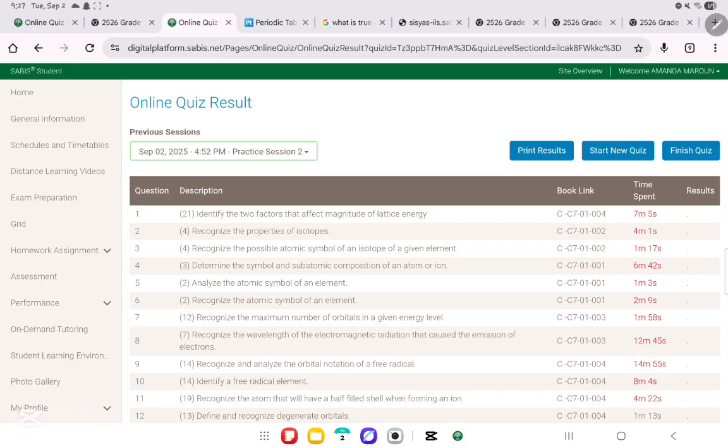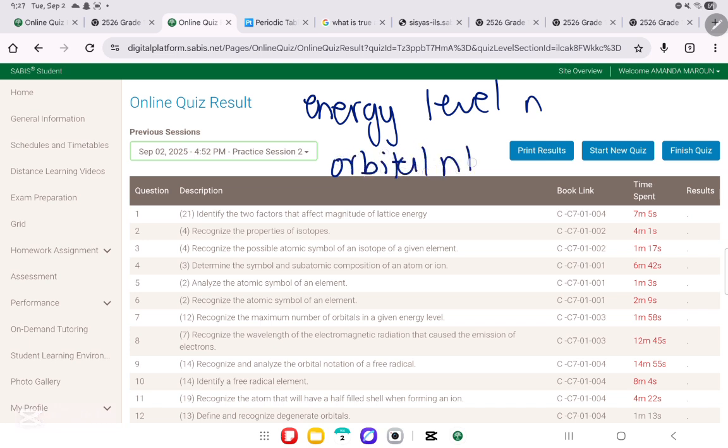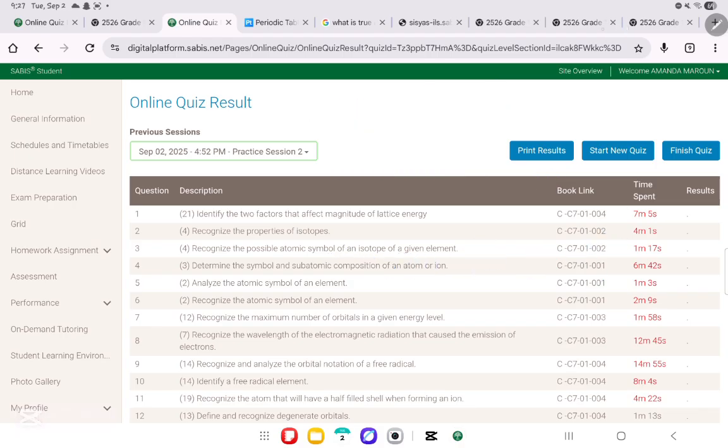Now, what is another equation? The energy level, n. Depending on the energy level n, in order to find the orbital number, you will need to do n squared. In order to find the electron number, you will need to do 2n squared. Okay?